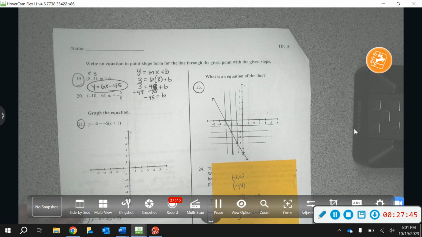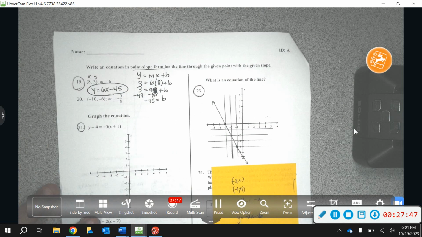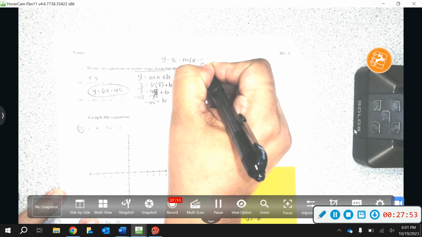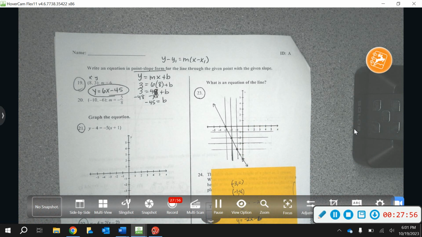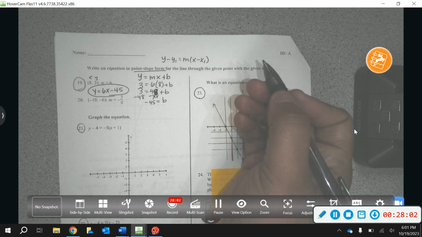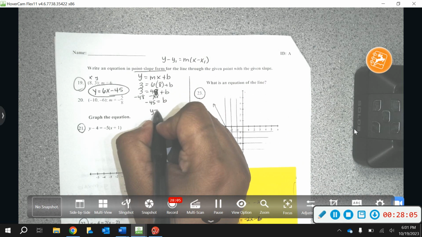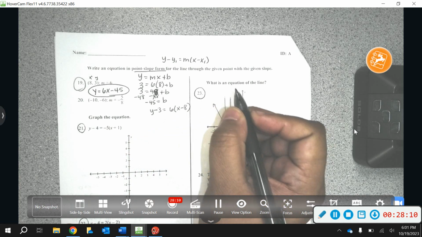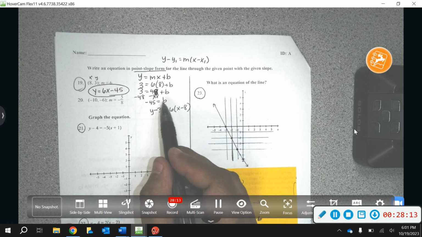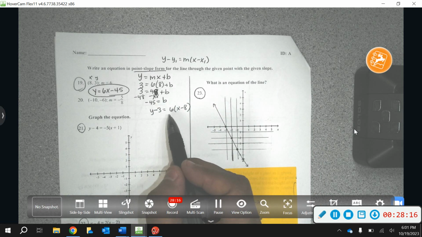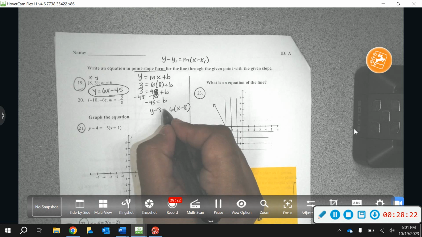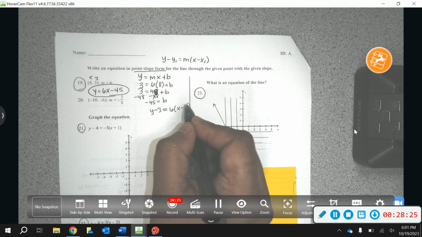Now, this says write an equation in point slope form. Well, the point slope form is y minus y1 equal to m times x minus x1, and those are what your answers are going to look like. Okay? Well, I can already tell you that my equation is going to be y minus 3 equal to 6 times x minus 8. Now, if you know how to come up with this point slope form equation by putting your slope here and your point here, then by all means, that's what you need to do.